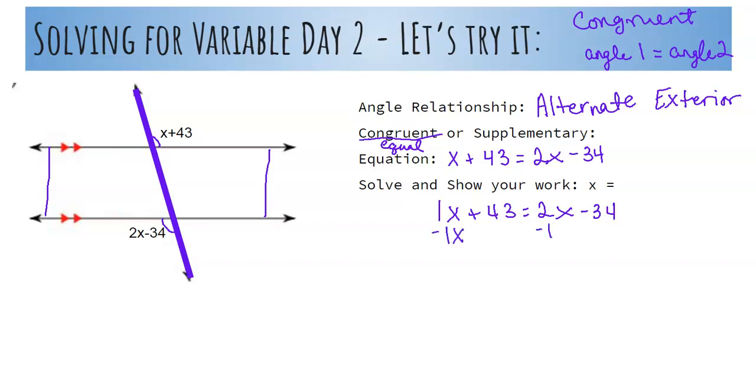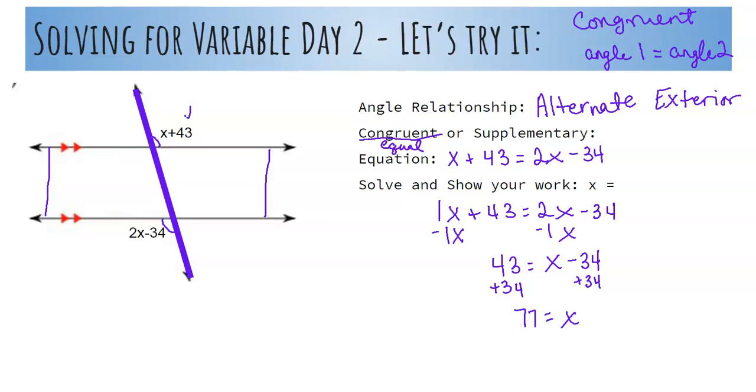I am subtracting it because this is a positive 1x. The inverse of a positive 1x is a negative 1x. This way these will cancel out to give me 0. So I'll be left with 43 equals 1x, and you can write the 1 there or not, it's completely up to you. And then I still have the minus 34. Remember, my goal is to get the x by itself, so instead of subtracting 34 on this side, I'm going to end up adding it. My goal is to get things away from the x. So when I combine those, I get that 77 is equal to x.